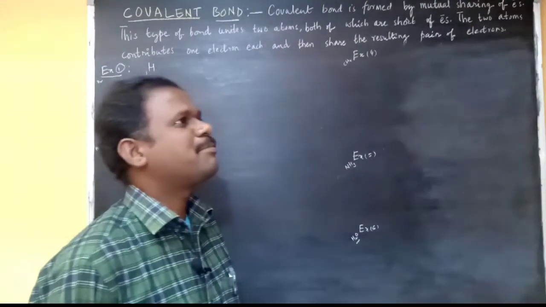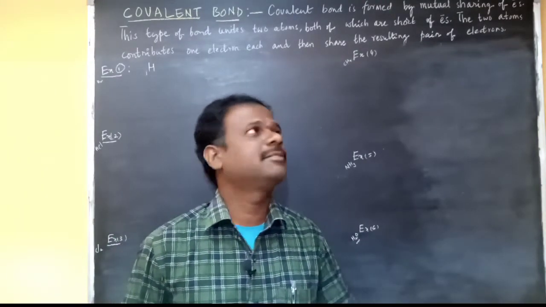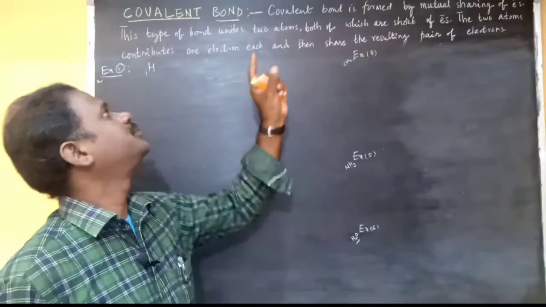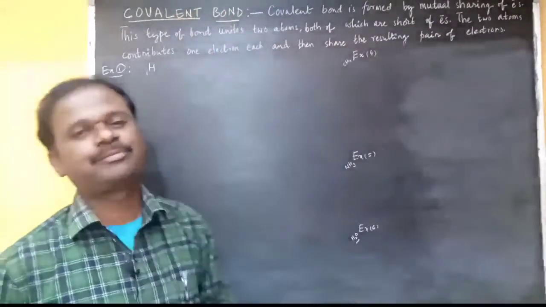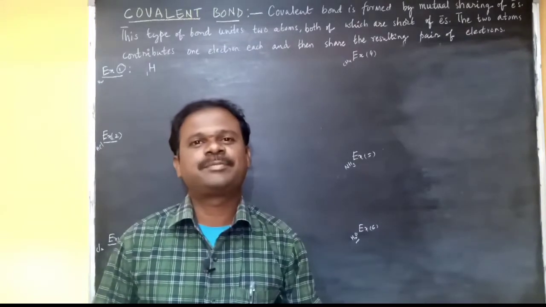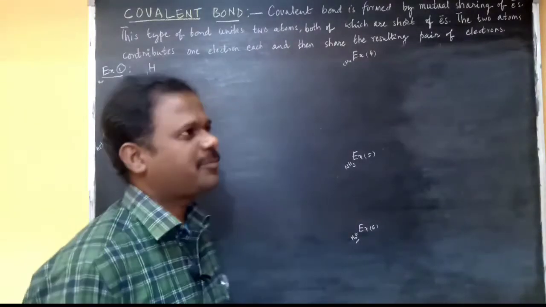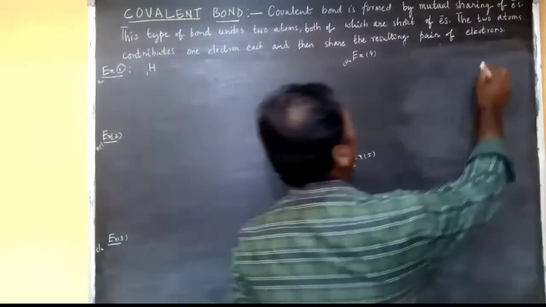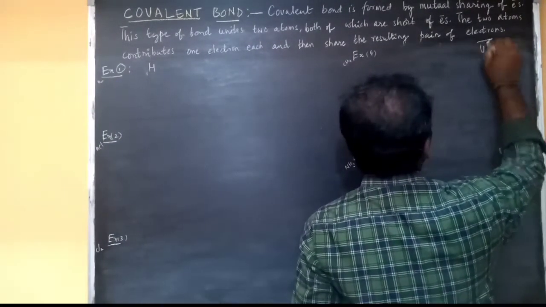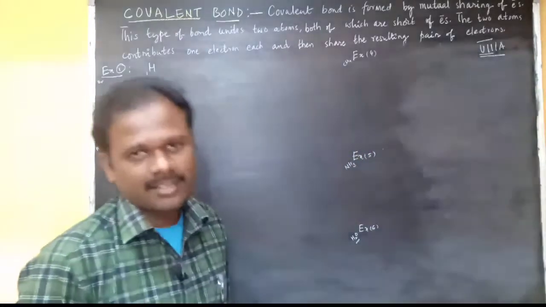In our basics of organic chemistry lecture, the next topic is lecture number 2. Here we have covalent bond. Before going to that, in our periodic table we have 8A group elements. What are they?